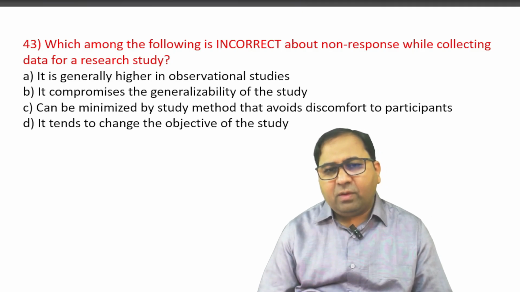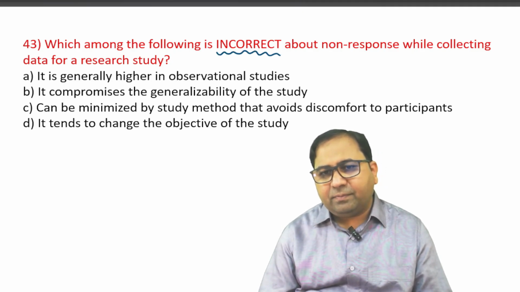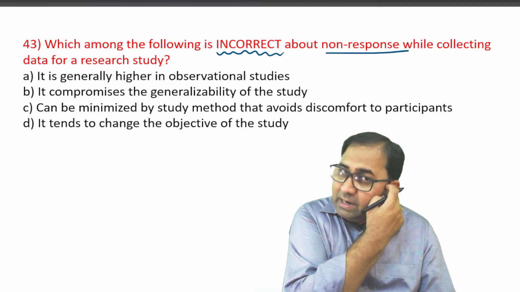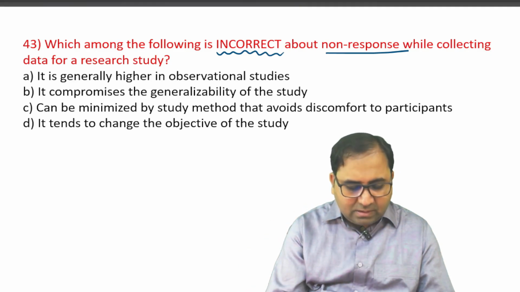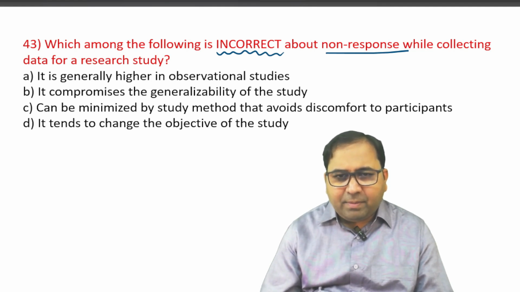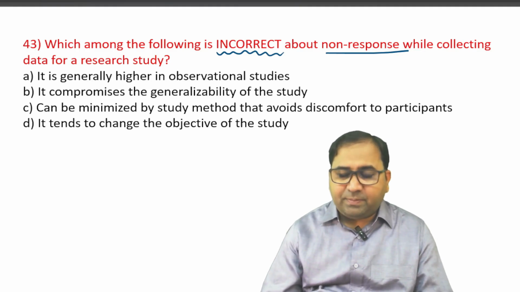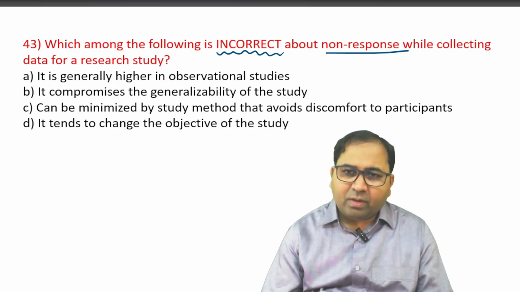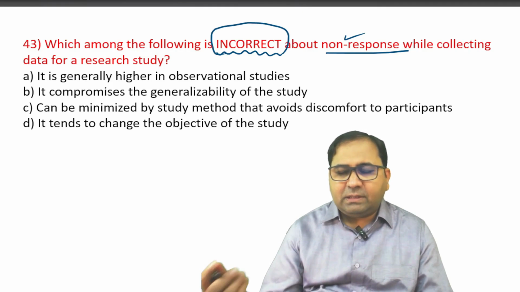The next question: which among the following is incorrect about non-response while collecting data for a research study? The options are: A, it is generally higher in observational studies; B, it compromises the generalizability of the study; C, it can be minimized by a study method that avoids discomfort to the patients or participants; or D, it tends to change the objective of the study. So what is incorrect about non-response? The other three are correct.